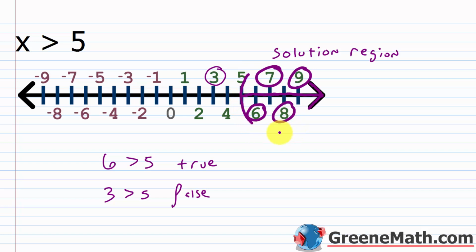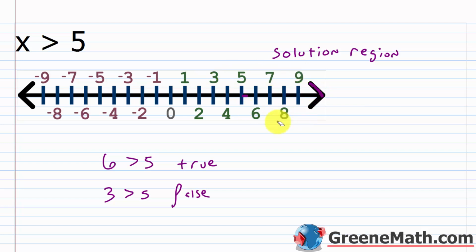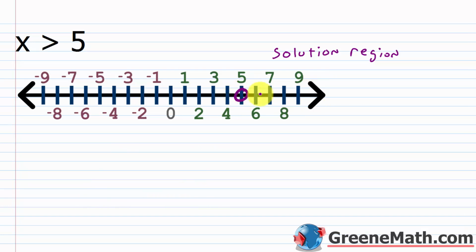So this is how you would graphically notate that x is greater than 5. 5 is not included, that's our boundary, but anything larger than 5 is included, and that's why it's shaded. Now, some of you will see a different notation. At 5, you may see an open circle to show that 5 is not included. So you might see something like this, and then everything is shaded to the right. And that's okay too. No problem there. It's just a different way to notate it.